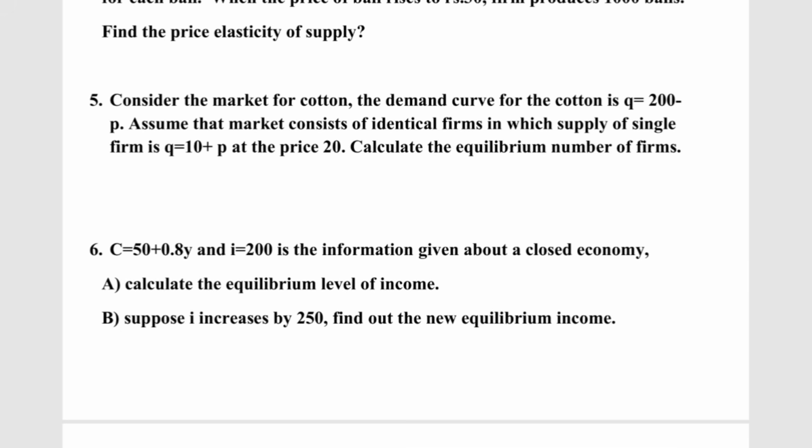The next 4 marks problem I have taken from market equilibrium. Consider a market for cotton. The demand curve for cotton is Q = 200 - P. Assume that the market consists of identical firms in which supply of a single firm is Q = 10 + P at price 20. Calculate the equilibrium number of firms.